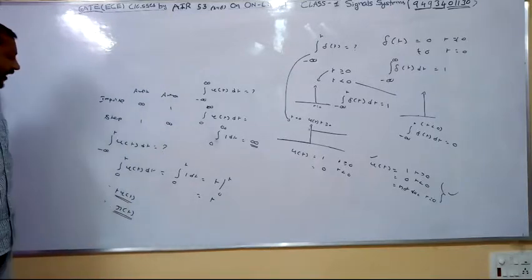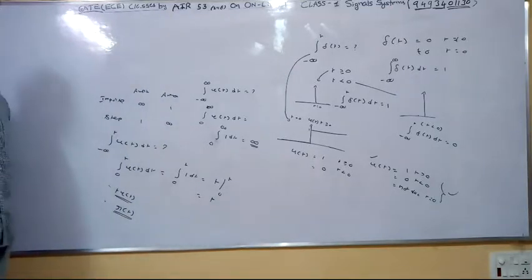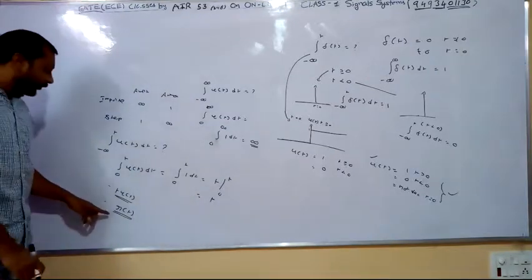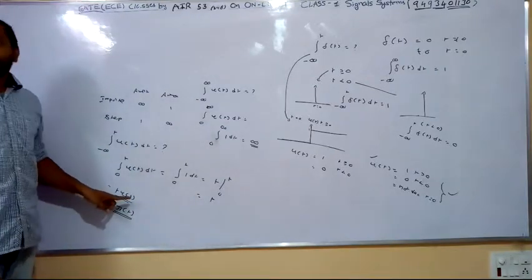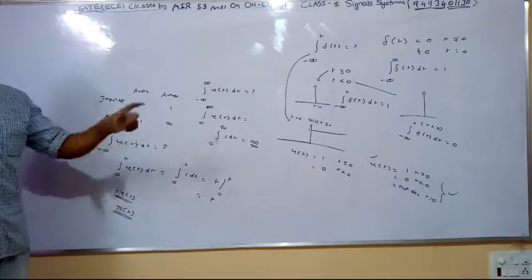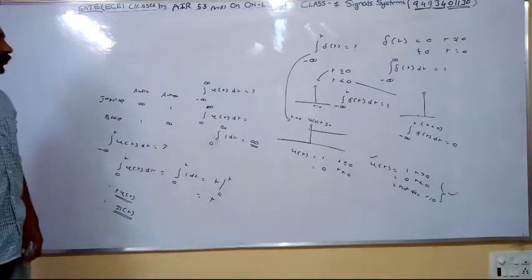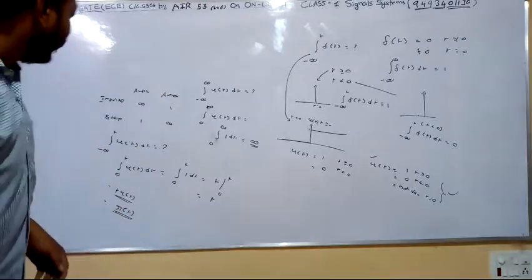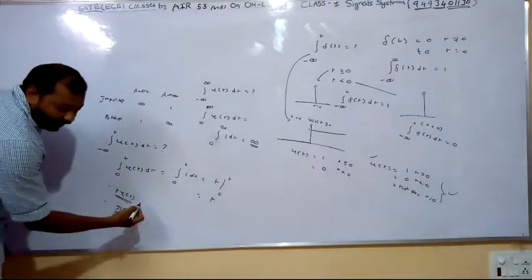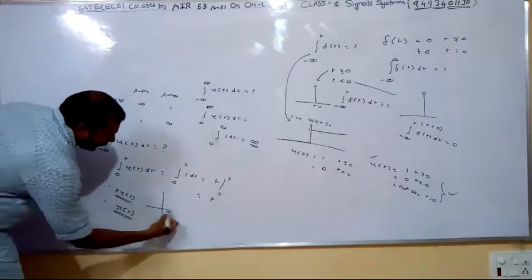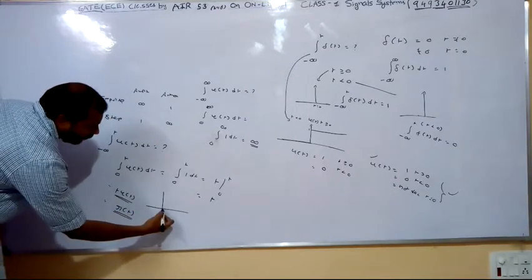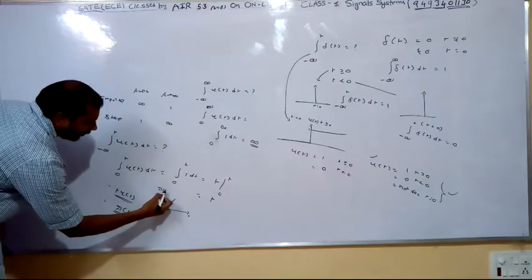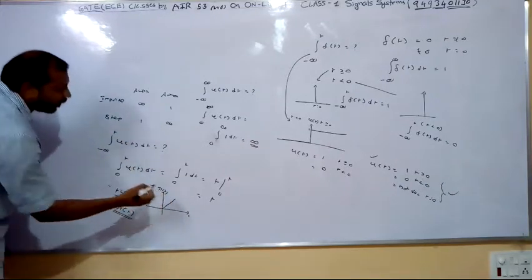What is the area under this ramp signal? If you consider the integral from 0 to infinity of t into u of t, that is the integral from 0 to infinity of t dt, which is t square by 2, and that is equal to infinity. The corresponding signal is your ramp signal. The expression t into u of t is of the format y equal to mx only. So as t increases, it increases linearly. This is your r of t signal.